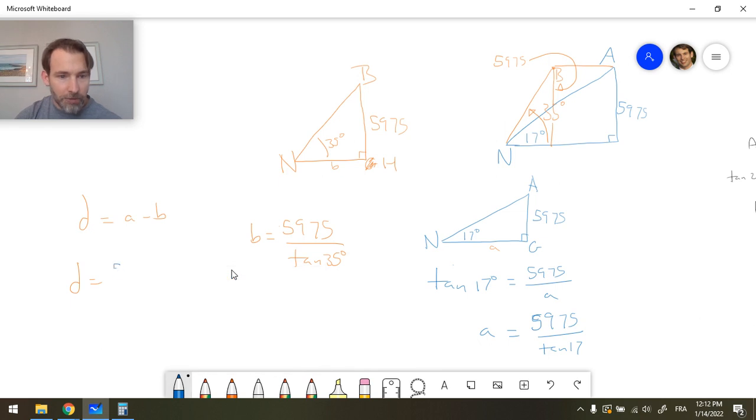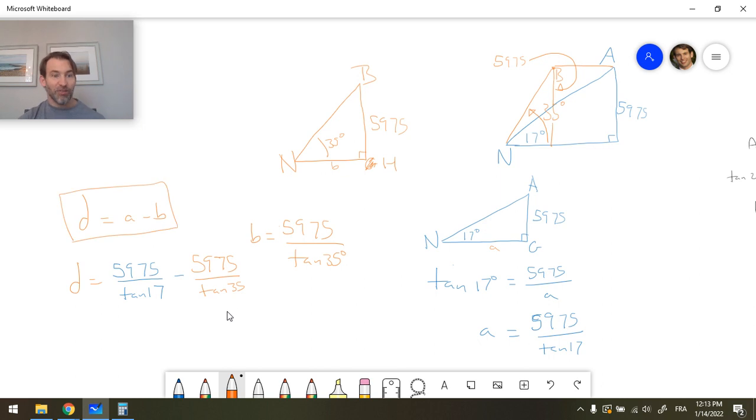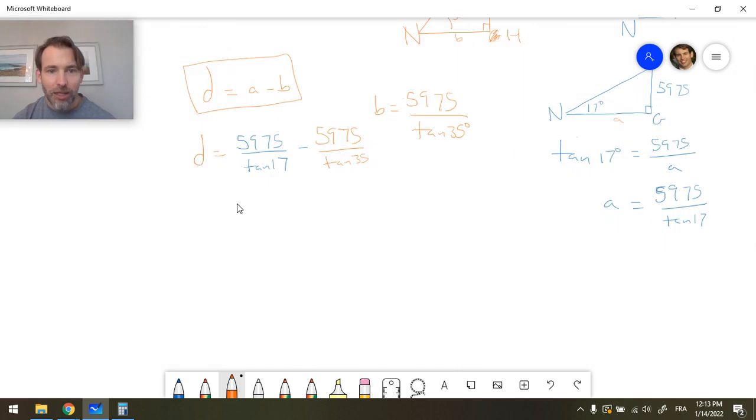D is equal to 5975 over tan 17. Why did I write 15? That's so weird. 17 minus, using this one, 5975 over tan 35. Okay, that's B. See, I just substitute them into this formula that we created. And now, can you see that that can be factored? It can be factored. Watch, this makes it a little simpler to punch on the calculator.